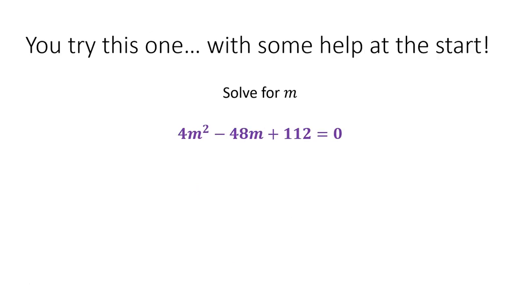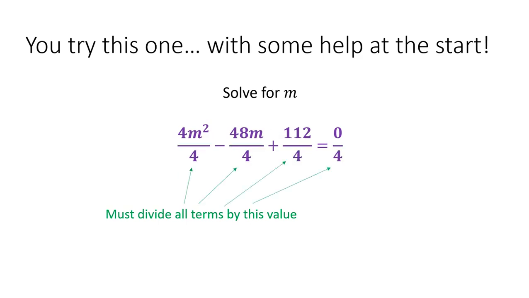You try this one. With some help here at the start, it might look pretty bad. 4m squared minus 48m plus 112, a triple-digit number, equals 0. But you need to remember our first step. The first step means that we need the coefficient of that squared term to be positive 1. And it's not. Take a couple of seconds to think about what we need to do to get the first term to be positive 1. We've got to divide all the terms by that value. So we'll divide everything by 4.